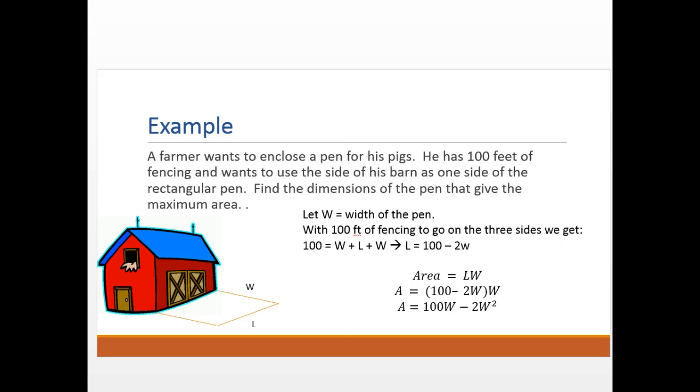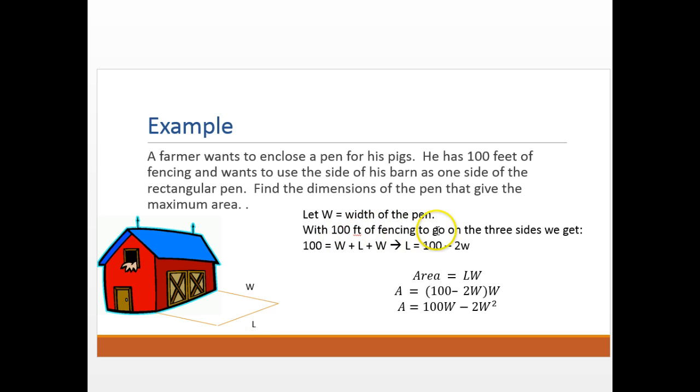Let's see an example of an application. It says a farmer wants to enclose a pen for pigs. He has 100 feet of fencing and wants to use the side of his barn as one side of the rectangular pen. Find the dimensions of the pen that give the maximum area. We'll let W be the width of the pen. We know we're going to use the side of the barn as one of the sides. And then we have the length, which will parallel the side of the barn.